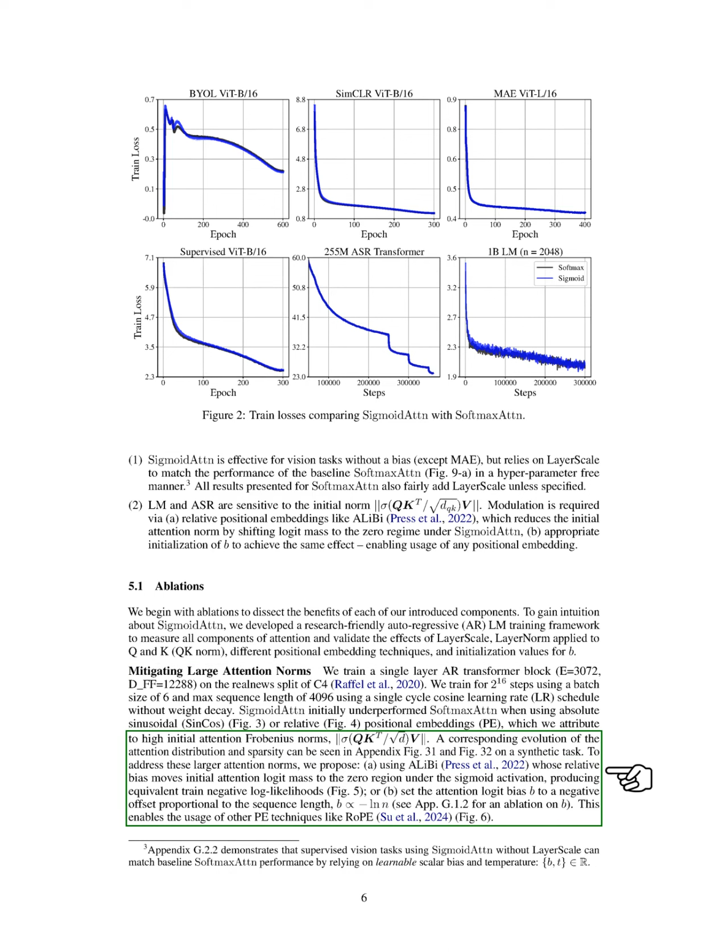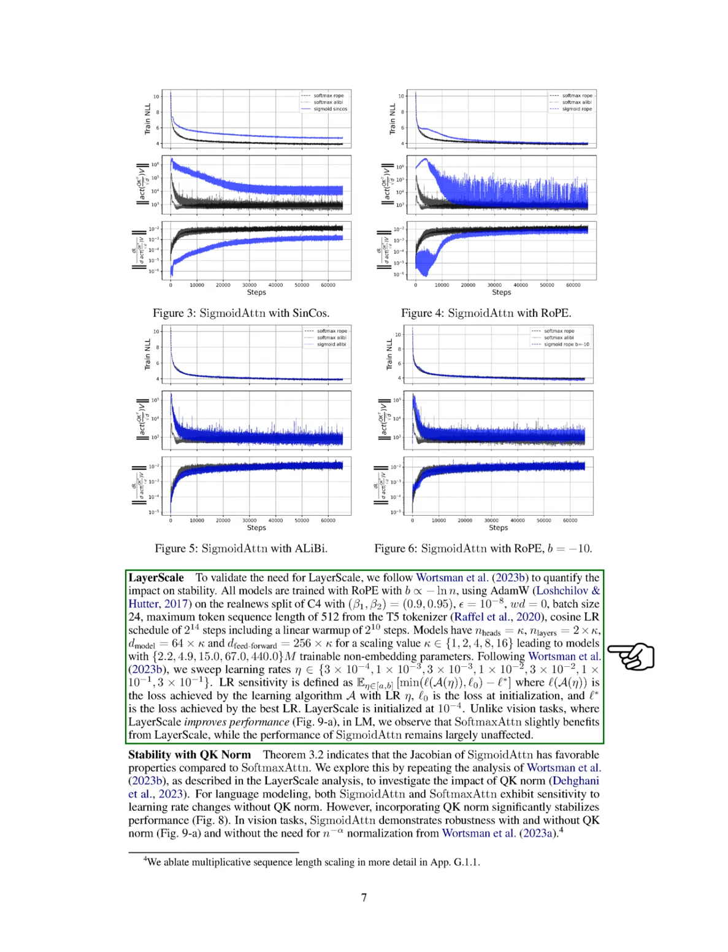To tackle these high norms, we proposed two solutions: using alibi to adjust the initial attention distribution or applying a negative offset to the attention logit bias based on sequence length. This adjustment allows us to use other positional embedding techniques effectively. Next, we examined the necessity of layer scale by measuring its impact on model stability. All models were trained with a specific positional embedding method, using a standard optimizer and a defined batch size and sequence length. We also tested various learning rates to assess sensitivity.